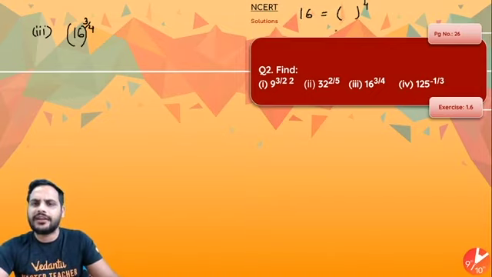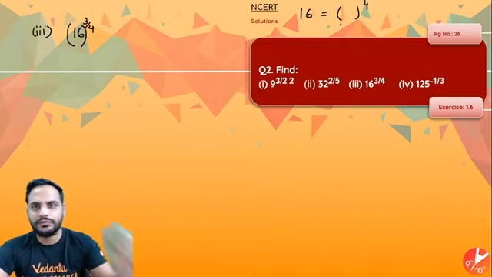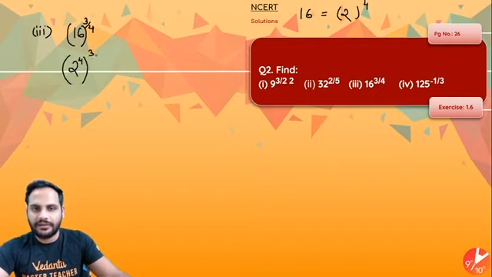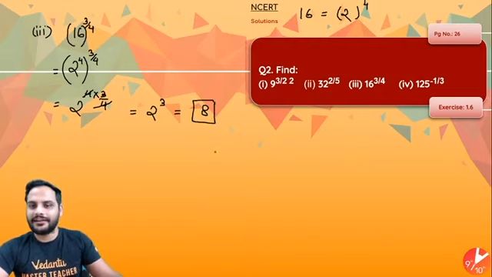Write the prime factorization of 16. If you do the prime factorization of 16, it will be 2 into 2 into 2 into 2, so that is 2 raised to the power 4. So it will become 2 raised to the power 4, whole raised to the power 3 by 4, which is equal to 2 raised to the power 4 into 3 by 4. The 4 and 4 get cancelled, which is equal to 2 raised to the power 3, and 2 cube is equal to 8. So 8 is your correct answer.